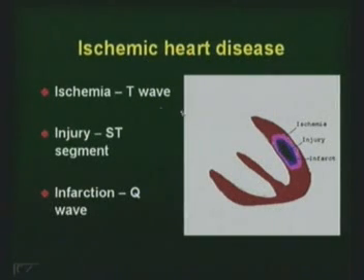Ischemia is represented by the ST segment depression and T wave changes. And injury, like in MI, myocardial infarction, before the infarct sets in, is shown by ST segment elevation by and large. Okay, so ST elevation stands for injury, ST depression and T wave changes, ischemia, and Q wave for infarction.